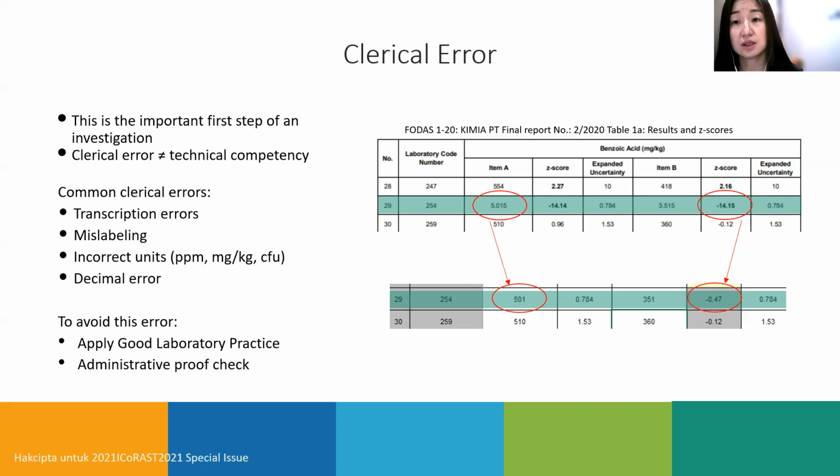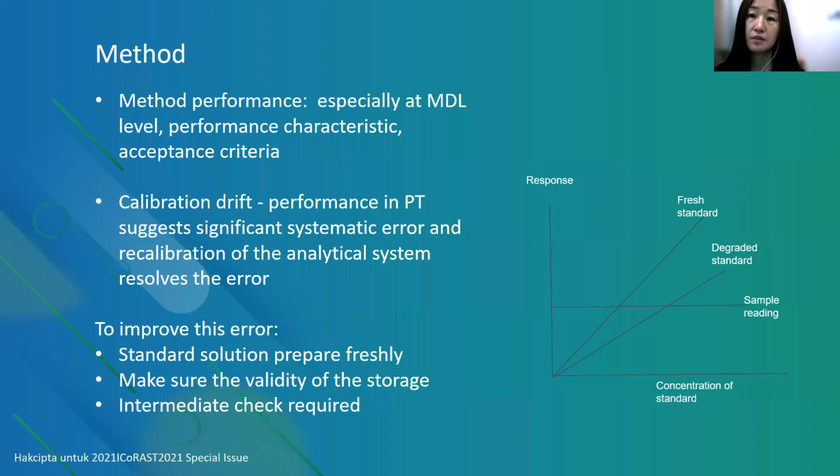But you need to know that a clerical error does not mean a lack of technical competency. Clerical error is a transcription error, mislabeling, incorrect units, or decimal error. To avoid this error, applying good lab practice is very important, along with an administrative proofcheck.